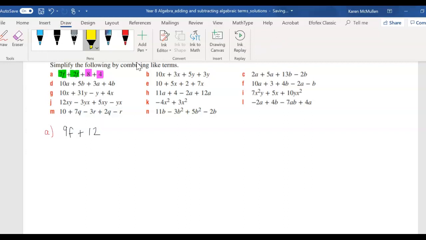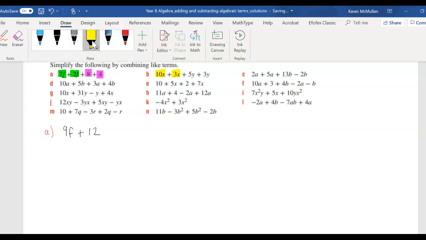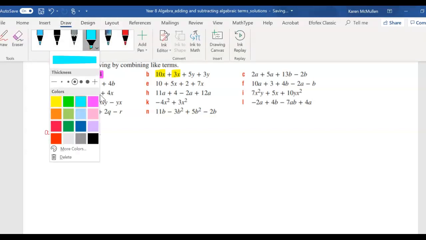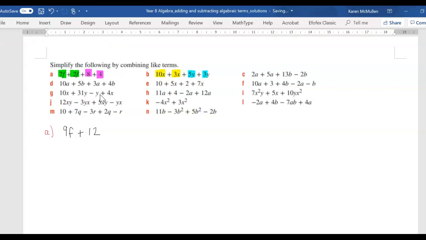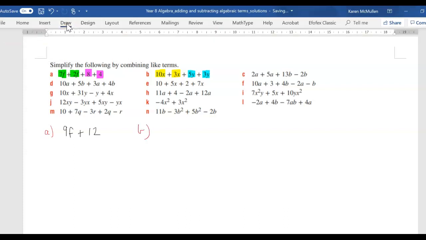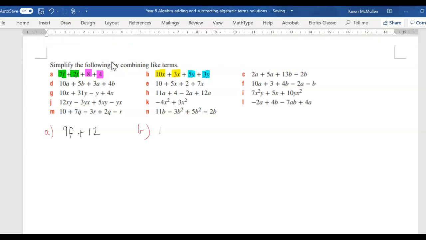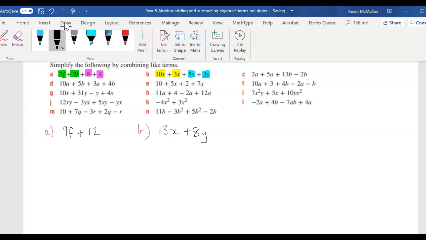So for B, I've got 10 lots of X and 3 lots of X. So I'll color them both in yellow. Let's choose another color for 5 lots of Y and 3 lots of Y. So 10 lots of X plus 3 lots of X gives me 13 lots of X. And then 5 lots of Y plus 3 lots of Y gives me 8Y. All right, let's do the next one.